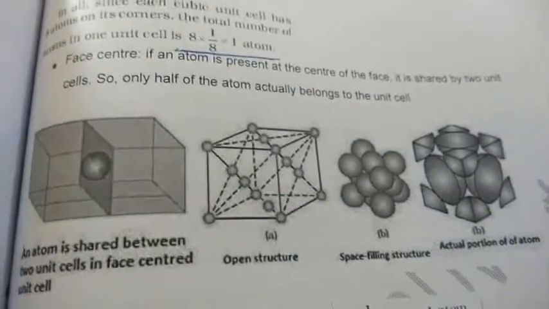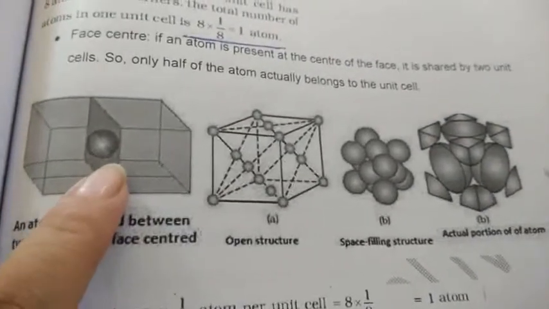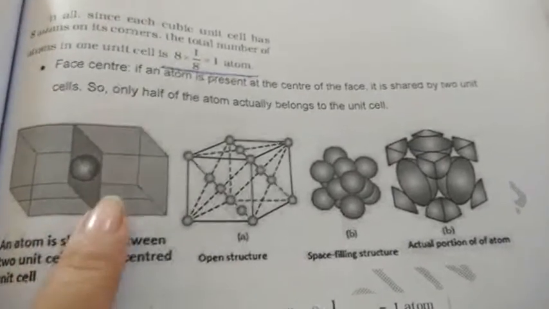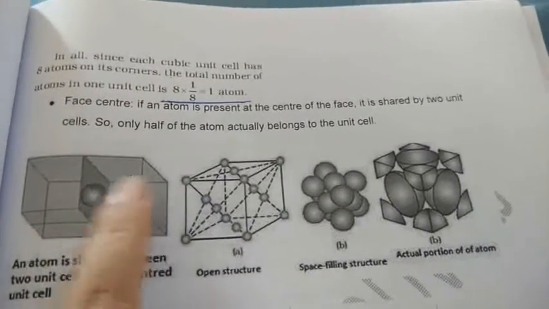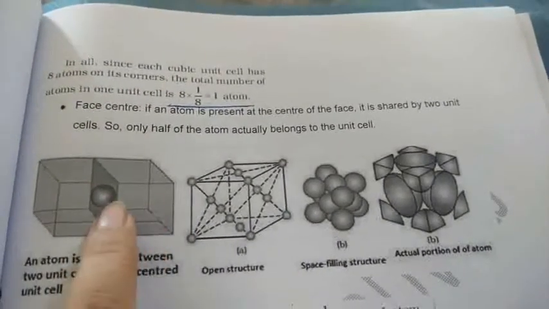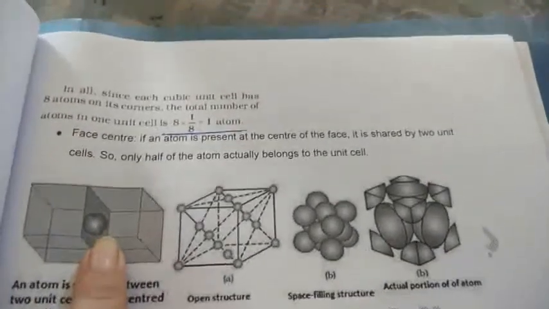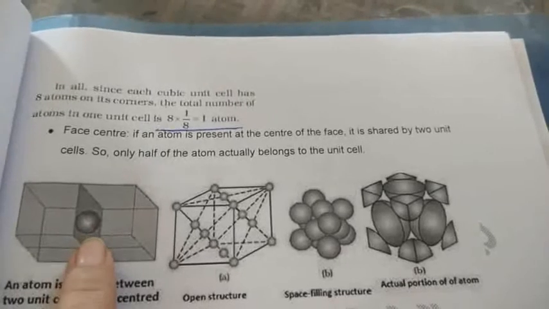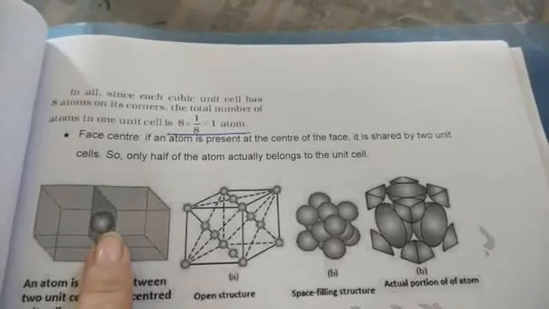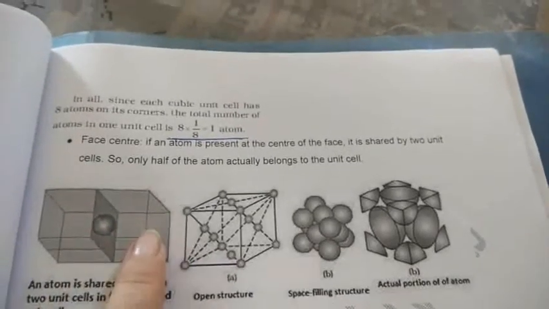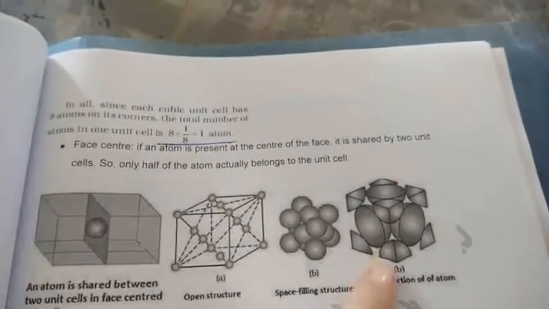Next comes the number of atoms in face centered. So this is the face centered, which has been shown here. One face has been shown, and if these are the two unit cells, this is how one atom is shared between the two unit cells. An atom is considered as a sphere. So if a sphere is kept between two cubes, then half of the sphere will be in one cube and the other half will be in the other cube. So it will be something like this.